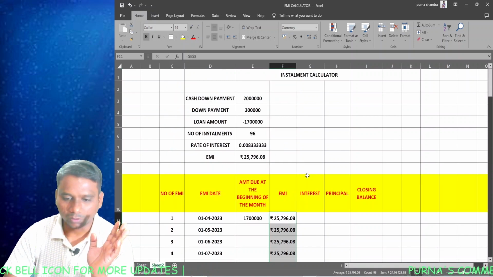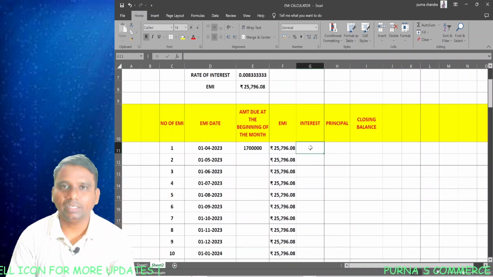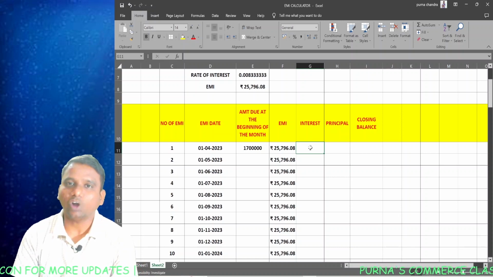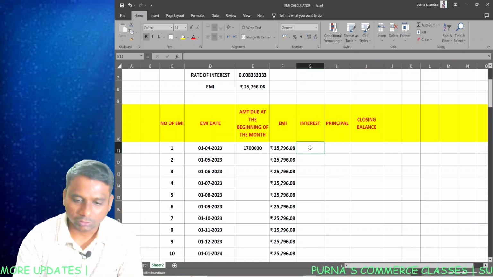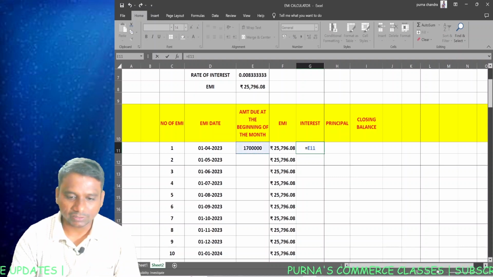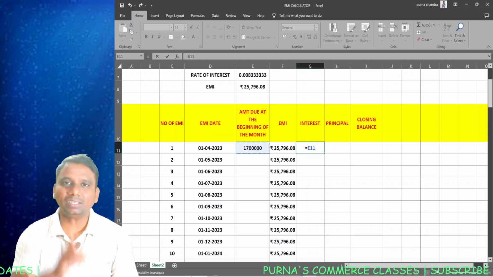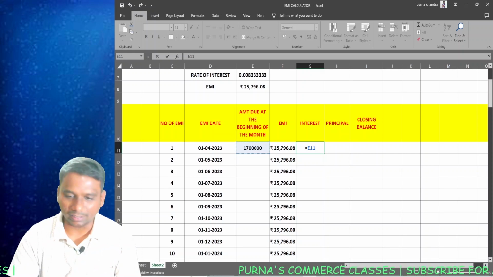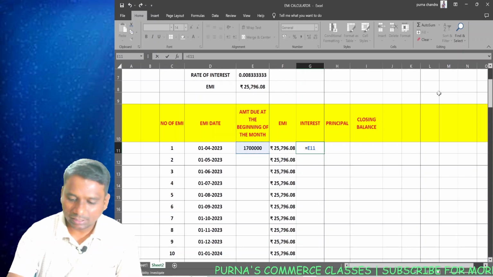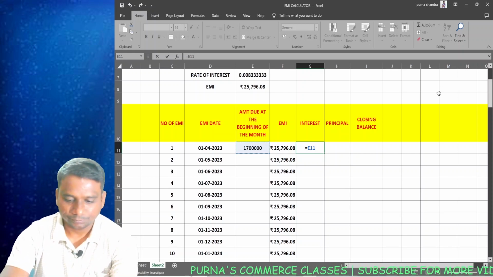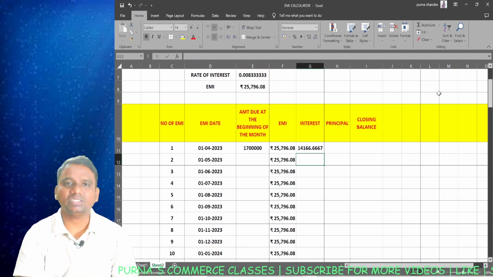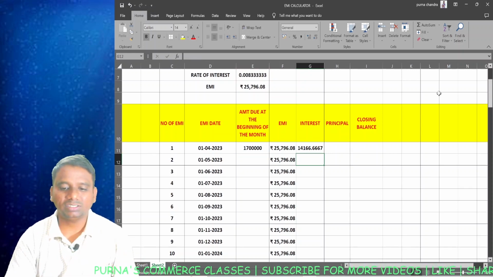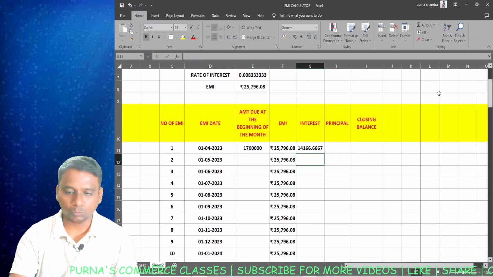Now look at how interest is calculated. Interest is always calculated on the amount due at the beginning of the month. So I am calculating interest. First EMI interest is due on 17 lakhs. Okay, 17 lakhs into what is the rate of interest? We have 83 paisa. That's it. That means 14,166 rupees is your interest portion.